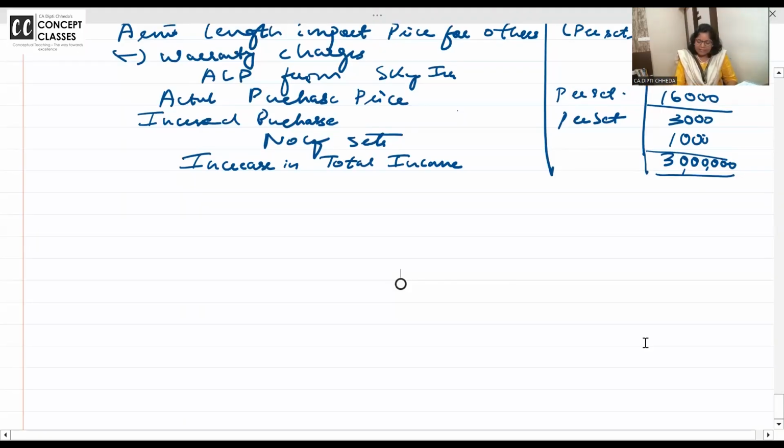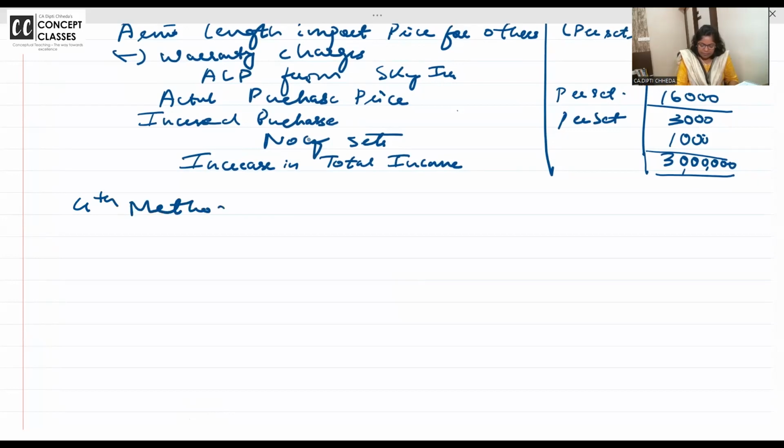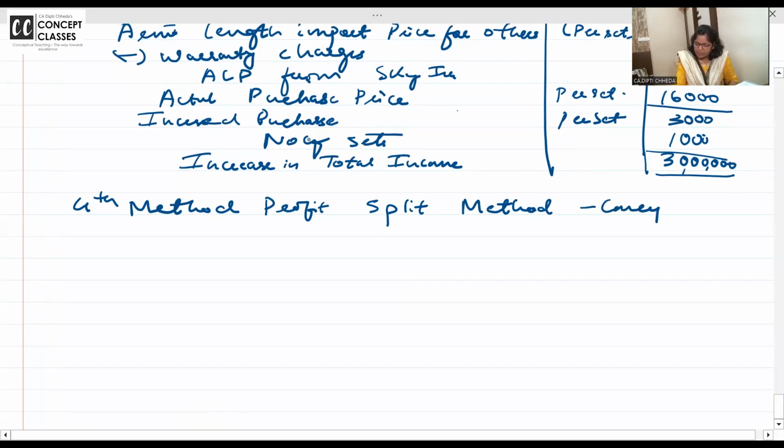And this is your first problem. Second I will do still faster than this. This is the first one ना, तो इसको थोड़ा डायग्राम भी बना लेते हैं. कौन सा मेथड चल रहा है, फोर्थ मेथड, प्रॉफिट स्प्लिट मेथड. Write down the concept, profit split method.